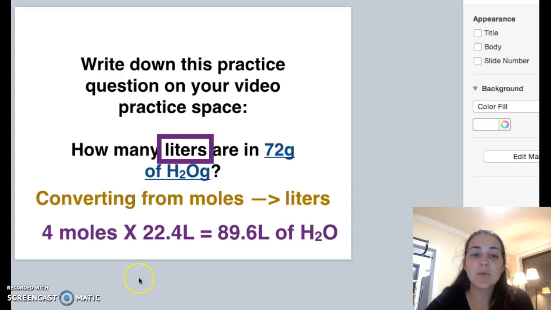Now that you've seen this practice problem, it's time to try some of your own. This is the medium practice worksheet, which is our 2-step conversions.